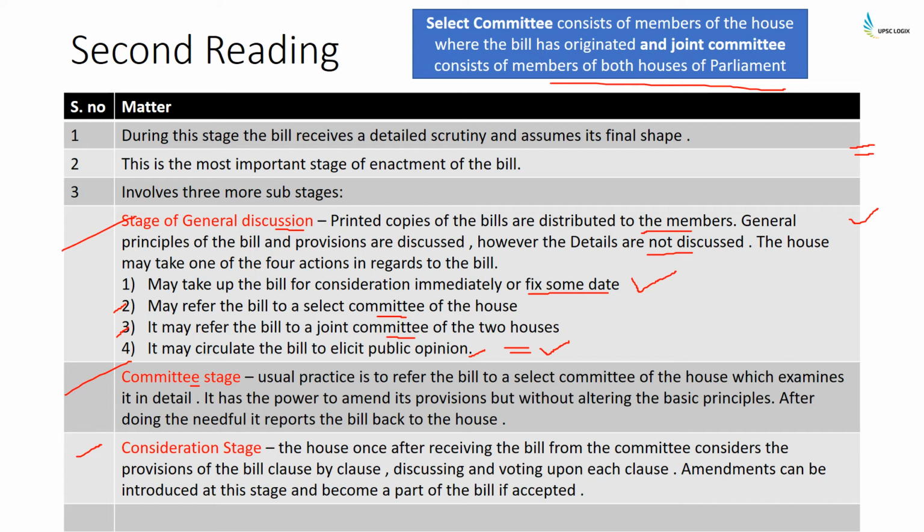Once the bill comes back to the House, the bill comes to the consideration stage, and now the bill is discussed clause by clause. So every clause is discussed upon and voted upon in the House, and any amendments that the members want to introduce at this stage are introduced and they become a part of the bill if they are accepted.